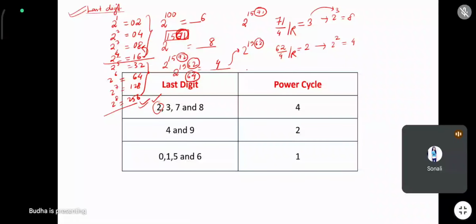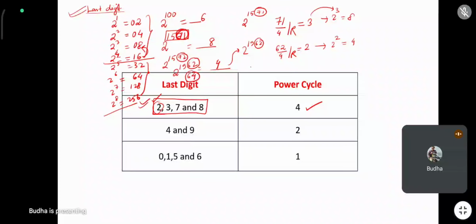Sir, every time we use 4? Yes, क्यों 4 है? Because of this cycle. Okay. तो ये हर जगह 4 यूज नहीं करना है, सिर्फ और सिर्फ इन्हीं 4 नंबर के लिए: 2, 3, 7 and 8. Understood? Yes, sir.